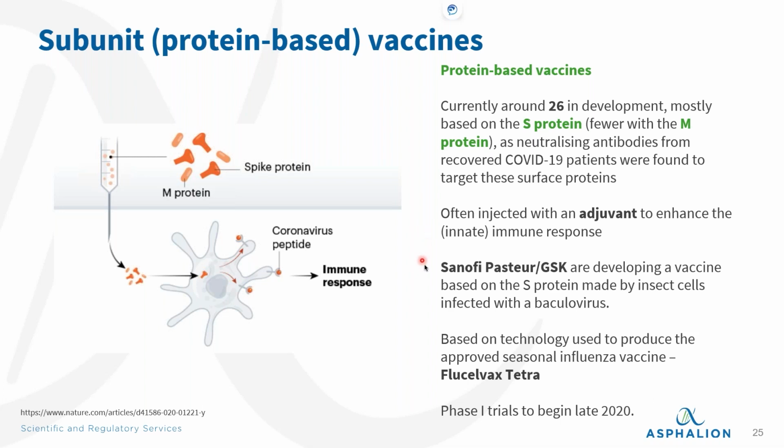innate immune response. And just to emphasize a product that's in development at the moment, Sanofi Pasteur and GlaxoSmithKline are developing a vaccine based on the S protein, which is made by insect cells infected with a virus which specifically infects insect cells, the baculovirus. And this is based on technology that's already used to produce the approved seasonal influenza vaccine, Flucelvax Tetra. And they're hoping to begin phase 1 trials in late 2020.